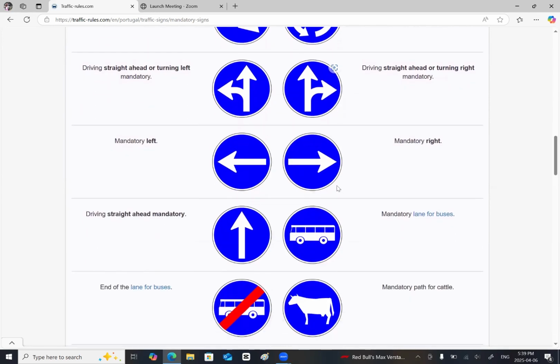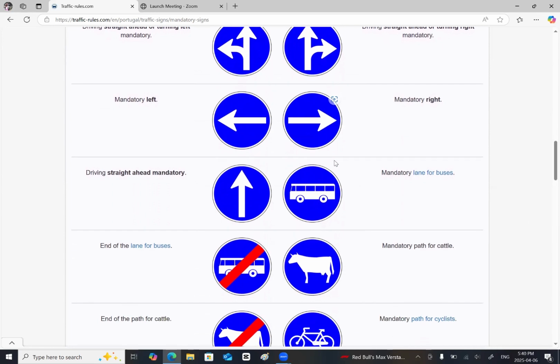Okay, the next one, it's going to the left, mandatory left. The next one going to the right, mandatory right. Very simple. When you see the arrow, you can understand very easily and clearly. It's going straight, right? Driving straight ahead mandatory. Okay, no left, no right. Only straight ahead.